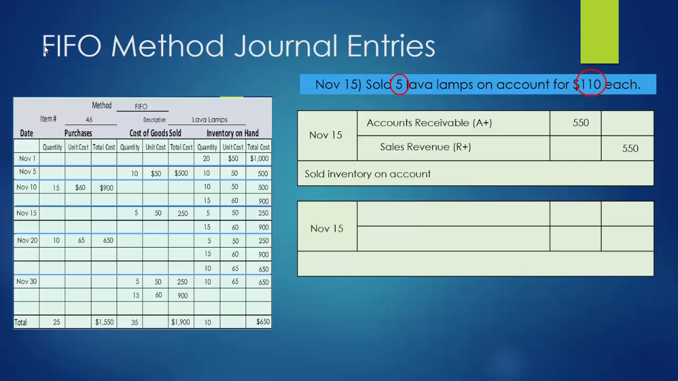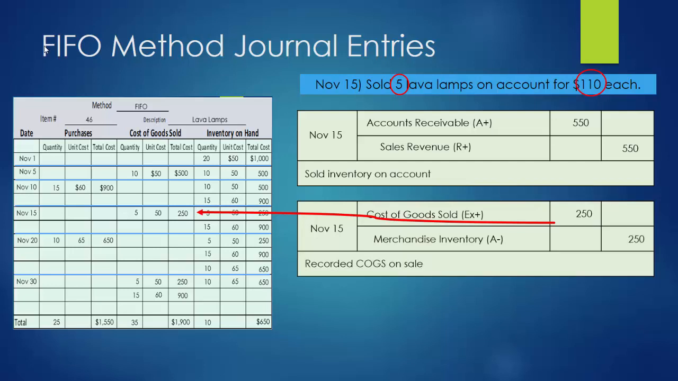When we record the expense, we always start by debiting cost of goods sold to increase our expense account related to sales. How much are we going to debit cost of goods sold for? One more time, back to our perpetual inventory record, and we see that on November 15th, we recorded a total cost of goods sold of $250. So let's debit COGS for $250. And let's decrease the value of our merchandise inventory by crediting it by that same $250. We recorded COGS on sale.